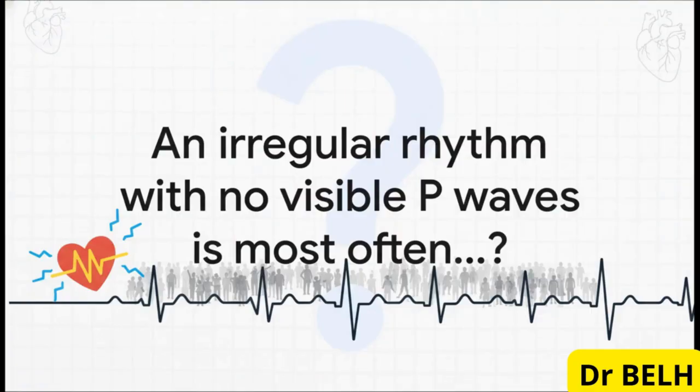Okay, let's do a quick knowledge check. Pause here if you want a second to think. An irregular rhythm with no visible P waves is most often B. Atrial fibrillation. Why? Think about our analogy. It perfectly describes that panicked crowd. No clear leader, which means no P waves, and total chaos, which means an irregular rhythm.